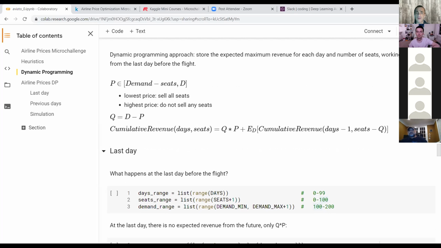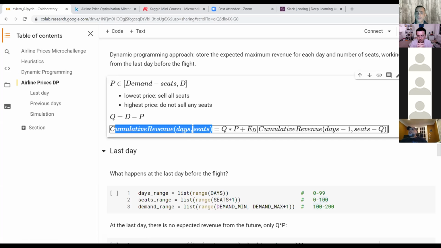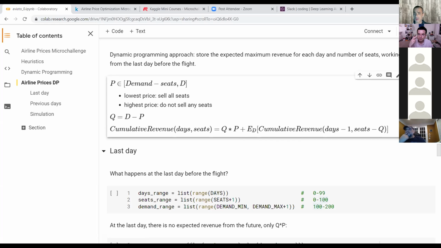And then this is the math explanation of the dynamic programming idea. So for each day, what we want to optimize is the cumulative revenue, this thing here, which is a function of the days remaining and the seats remaining, which in turn is the sum of today's revenue, this is the Q times P, plus some expectation of the next day's optimal revenue. The next day's optimal revenue we of course don't know because it's a random variable, but we can calculate the expectation of that random variable. And so that's basically all we have to do.